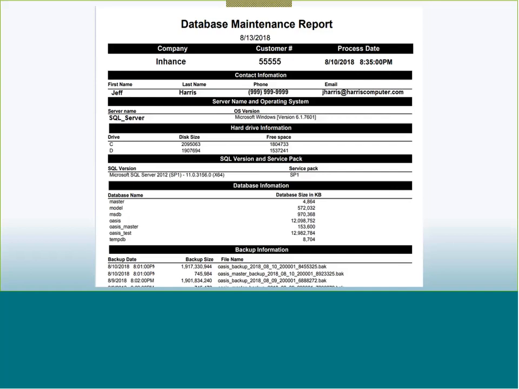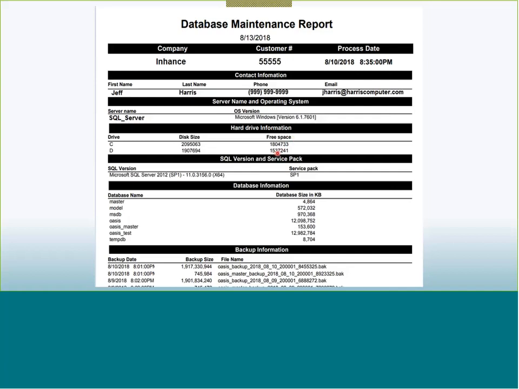So I just want to briefly go over the report here. Of course, it contains your company info and all that, and that's mainly for us to know. The OS version, that is something that we keep track of also. I want to highlight here, right here, the hard drive information. So this is where you can see your local drives on your server, the disk size, and how much free space is left.